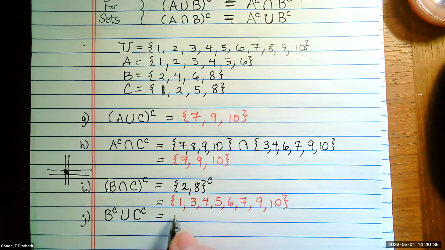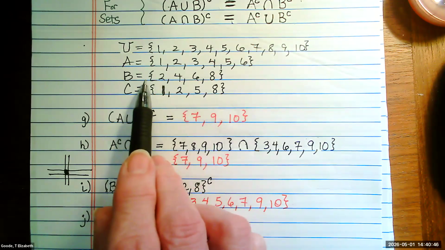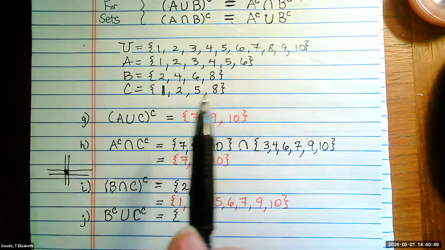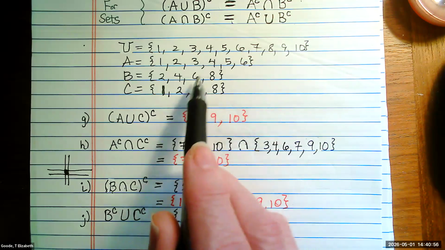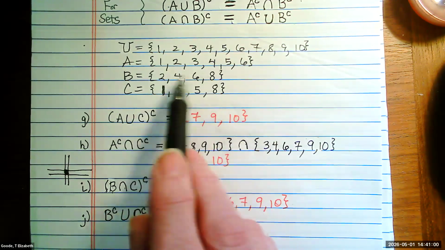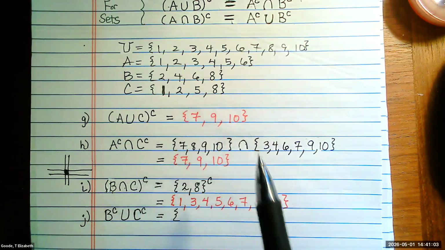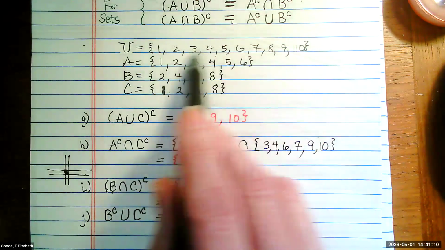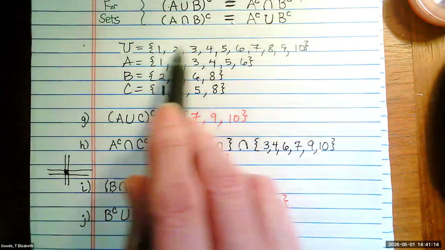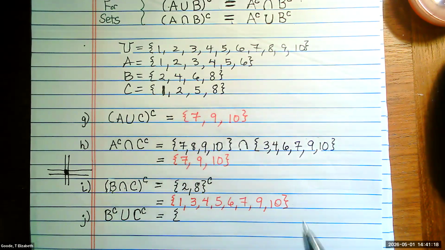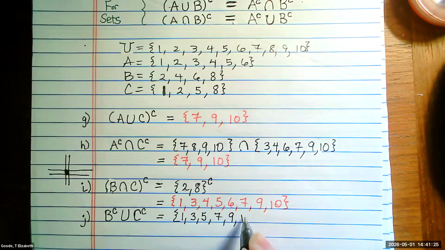So let's first find B complement. It's things in the universe, but you don't want them to be in B. It's the elements that aren't in B, everything in the universe outside of B. They are in the universe, but you don't want them to be in set B. So 1, 3, 5, 7, 9, and 10. Okay, so that's B complement.